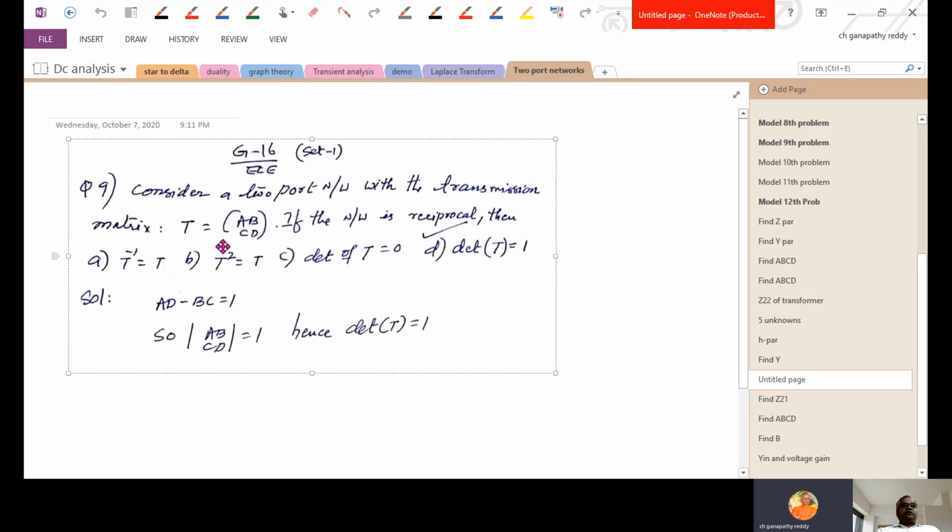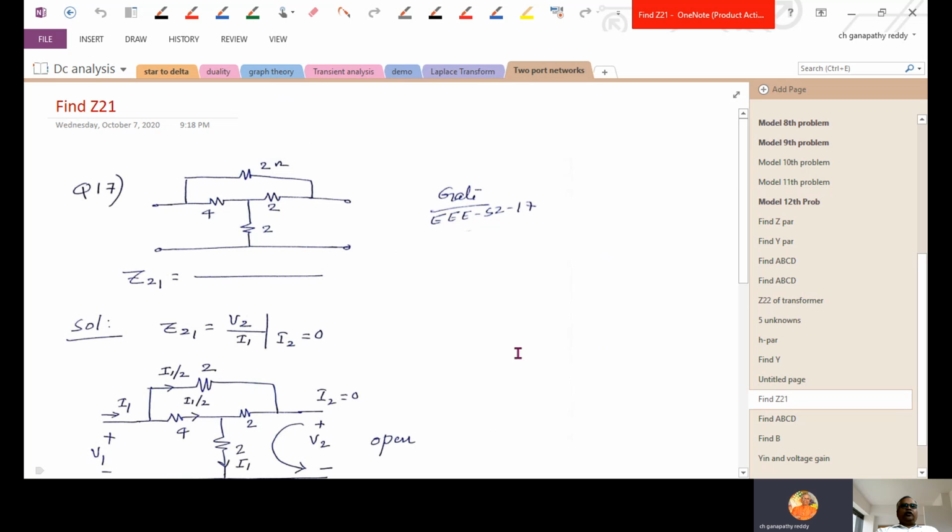This is another bit. Consider a two-port network with the transmission matrix T. If the network is reciprocal, then reciprocal means the condition for bilateral. What is the condition for bilateral? The determinant of the T matrix is 1. That means AD minus BC is equal to 1. So determinant of T equal to 1 is the answer. This was asked in GATE.